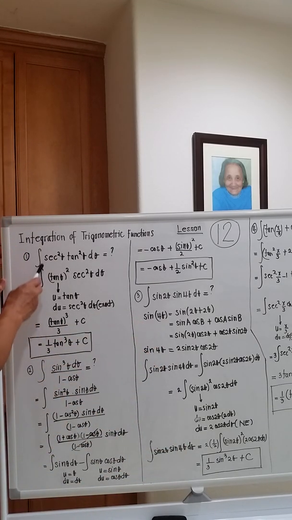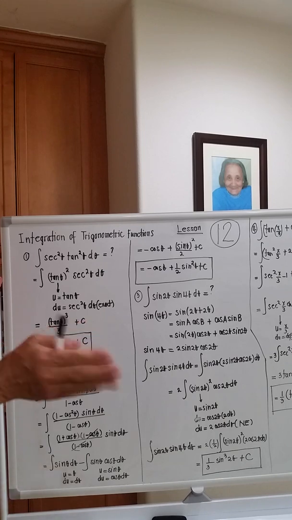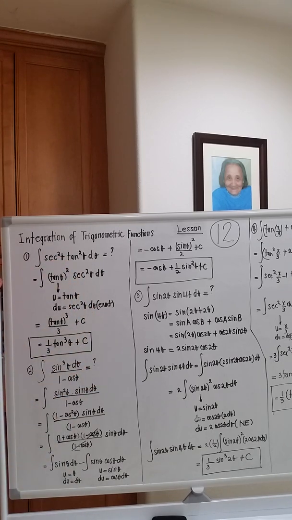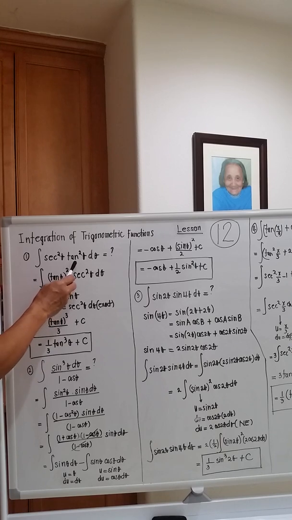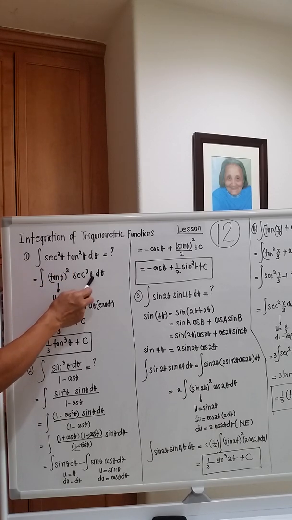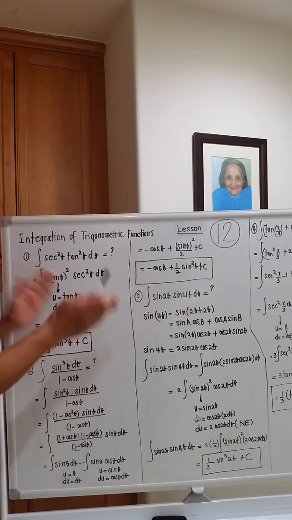Number 1, the integral of secant square of theta, tangent square of theta, differential theta. We try to evaluate the value of that integral. Okay, let's proceed with the solution. This should be equal to the integral, we rearrange. We let this tangent square of theta be tangent of theta, all quantity squared, times secant square of theta differential theta. We just rearrange it.